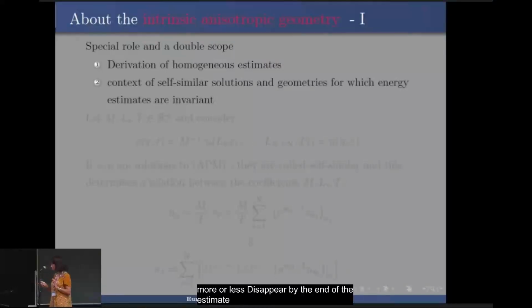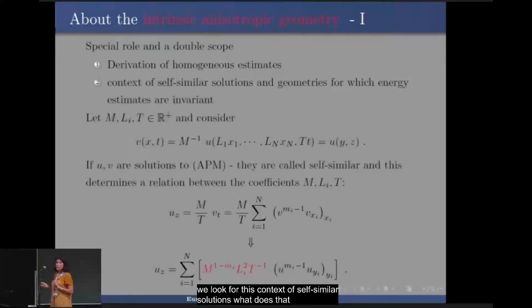Or we can have a bigger or wider setting where we go back to something that Barenblatt did so many years ago, and we look at this context of self-similar solutions. What does that mean? Consider n plus 2 positive constants, these m, lambda_i's, and t, and consider a function that depends on the others by the relation that is given here.